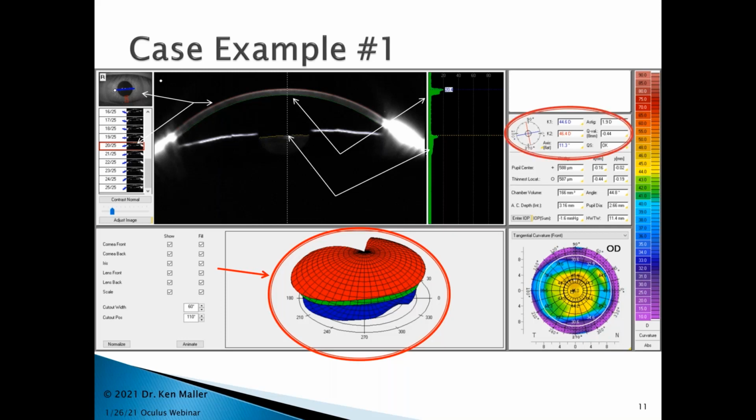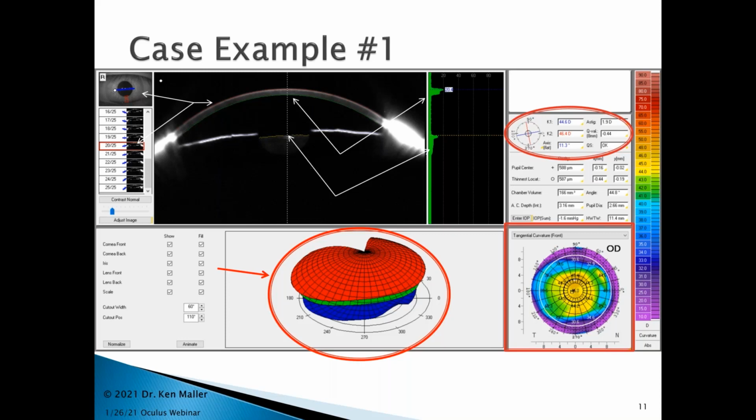Over here on the upper right, you have the simulated K readings that it measured off the front surface. In this particular case, it's 1.9 diopters of astigmatism. QS is a quality control value, meaning that this was a good capture that we're basing our interpretations on. And if we come down over here in the lower right, that's a graphical, colorful display.